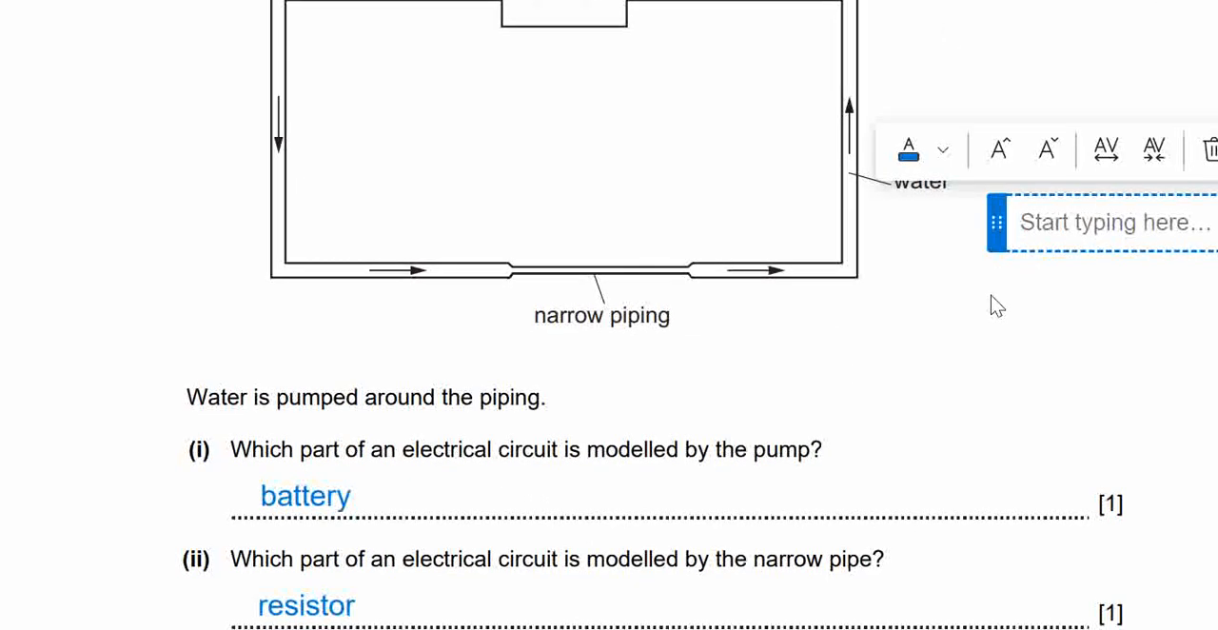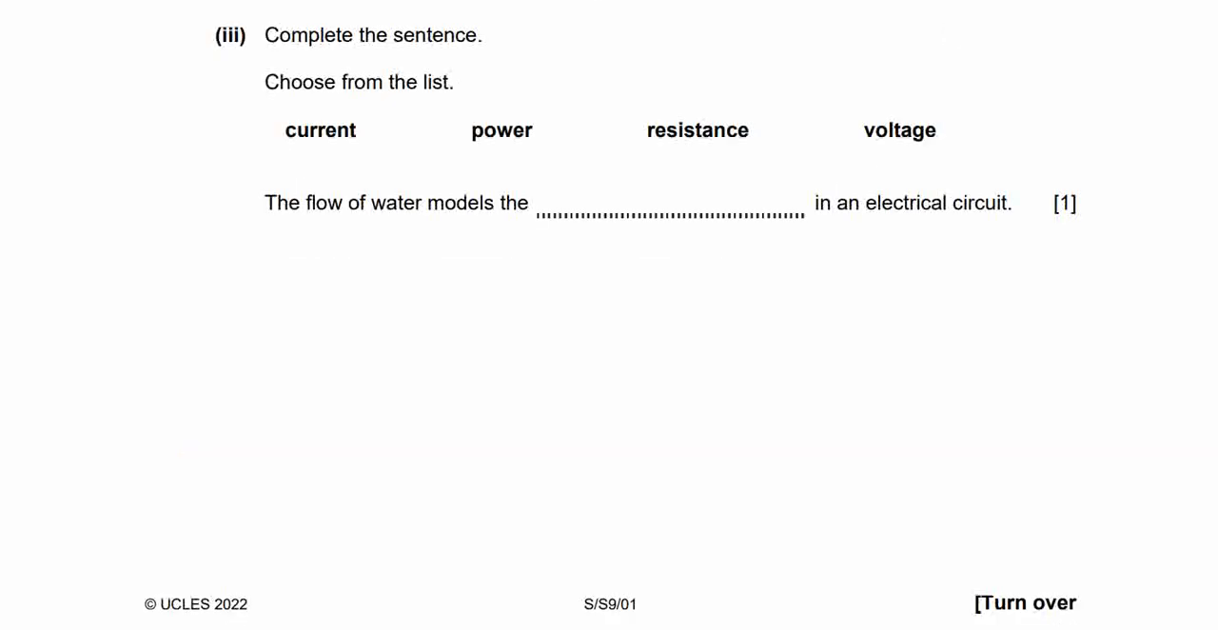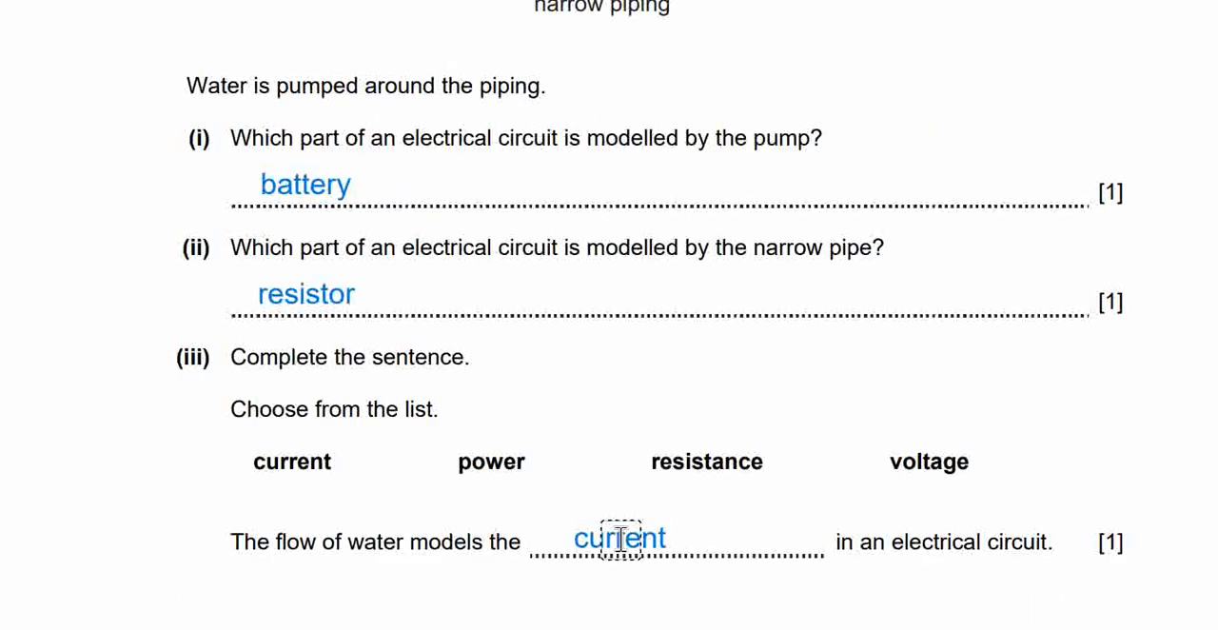Next, complete the sentence. Choose from the list: current, power, resistance, voltage. The flow of water models the current in an electrical circuit, so it will be current. That will be our answer here.